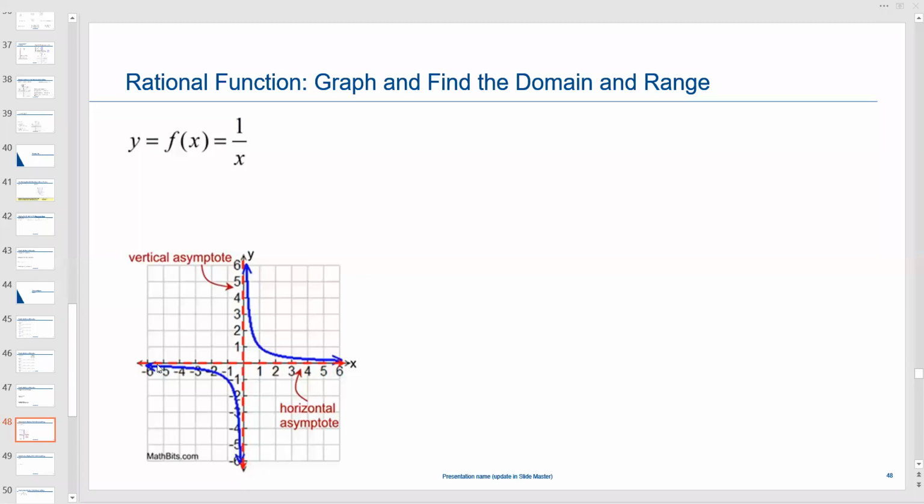The range is also from negative infinity to 0. It's close to 0, but never equal to 0. And also from 0 to positive infinity, but not equal to 0. So actually, the result for the range is negative infinity to 0. So this one uses the parenthesis, not this one, right? And from 0 to positive infinity. So that's the range. So go back to see the video if you still don't understand this part well.